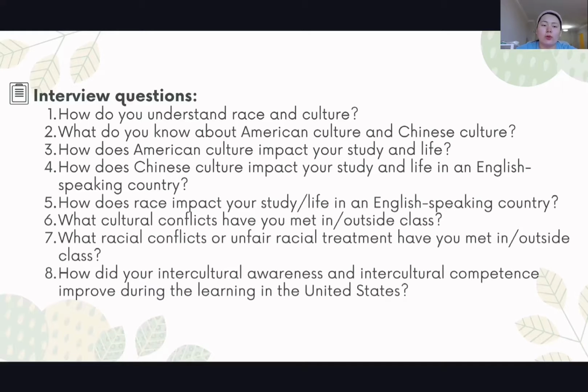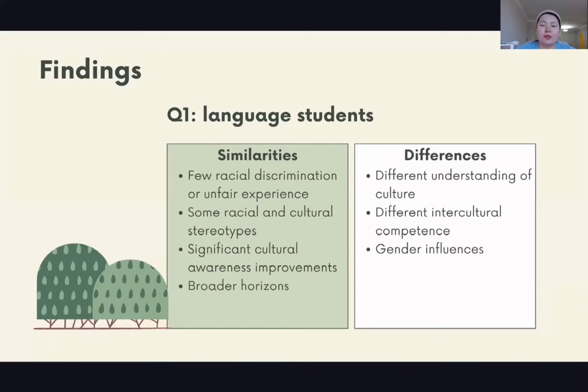Number 6, what cultural conflicts have you met in or outside class? Number 7, what racial conflicts or unfair racial treatment have you met in or outside class? And the last one, how did your intercultural awareness and intercultural competence improve during the learning in the United States? And here are my findings based on my research questions.